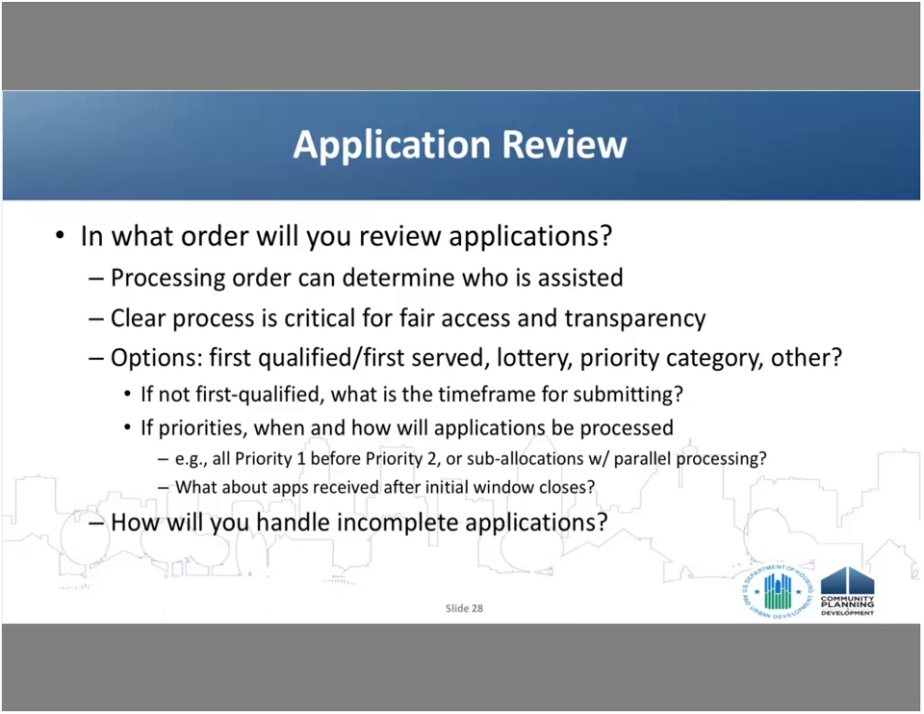Also, if you have a window for the initial lot of applicants, how will you handle the applications that are received after the initial window closes?